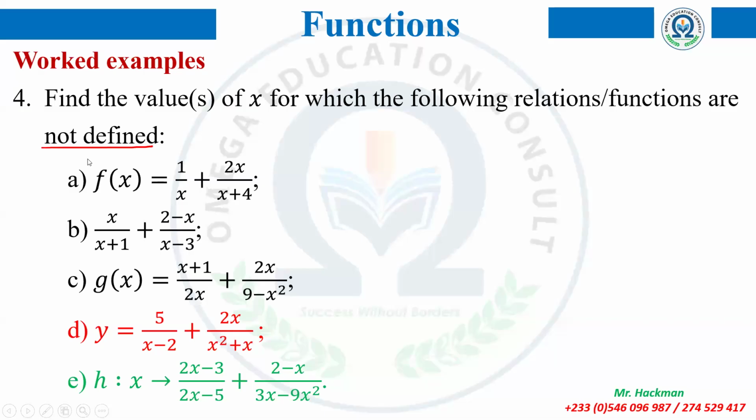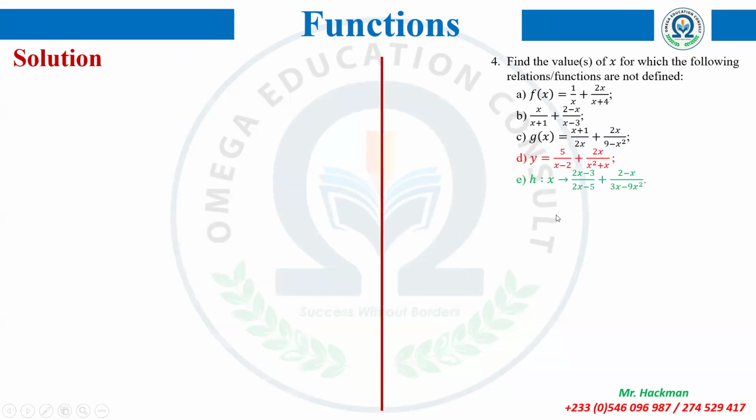Then we have the given relations and functions. Again, this one is not available for me. If only this one is not available for me, you do it as a classwork, very likely. So we are going to do the first one together. Quickly, let's see how to deal with questions of this nature.